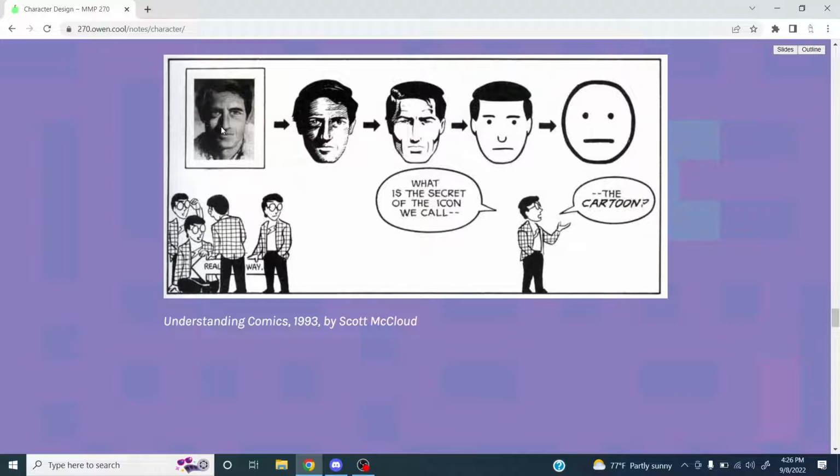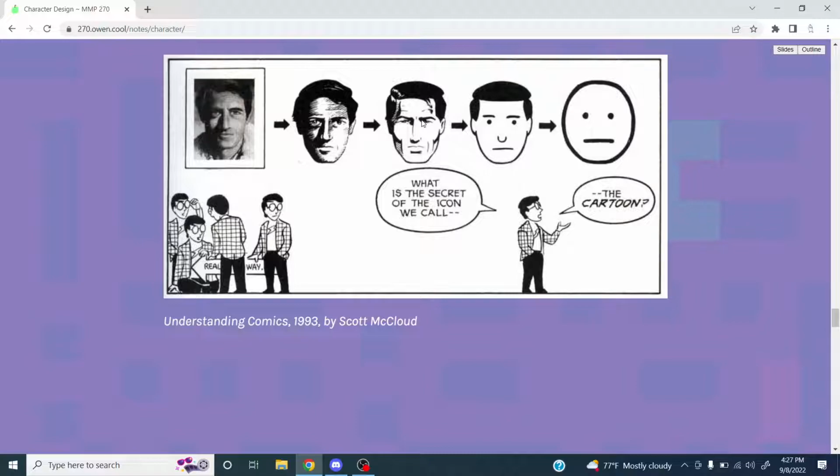It's not necessarily the case that you can't have representational characters, but we can see as his features get simplified into different styles of cartoons. This is maybe the noir, realistic type of cartoon. This is kind of in the middle.